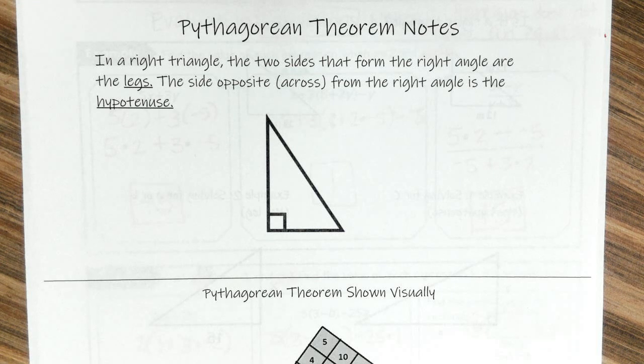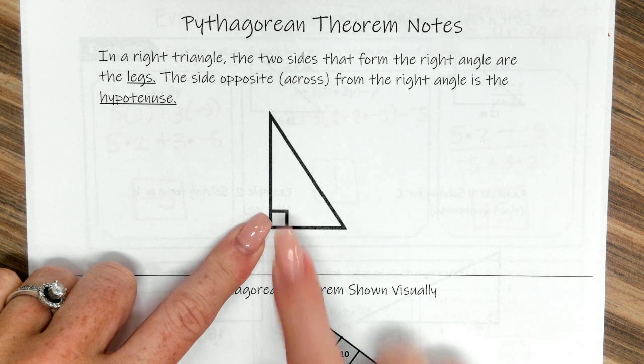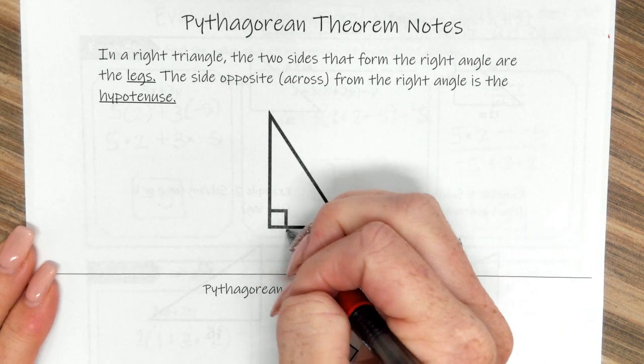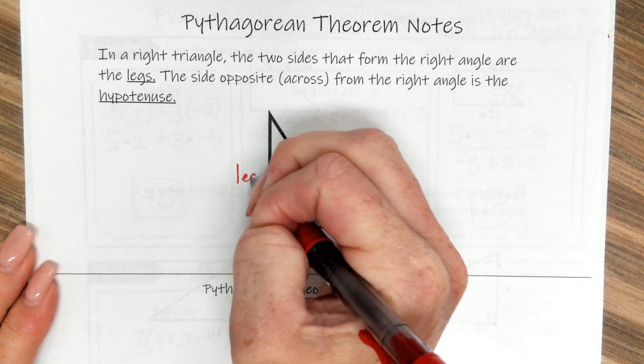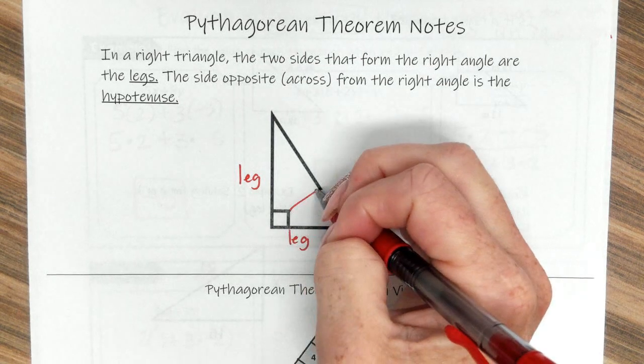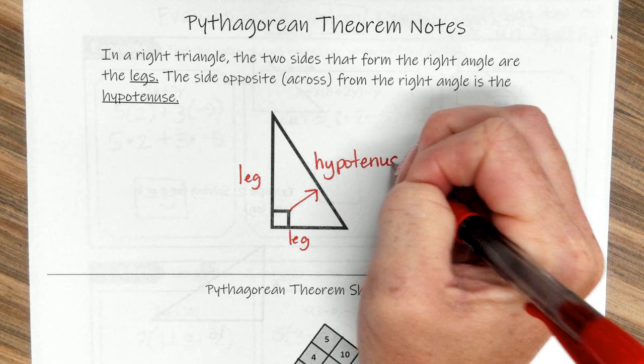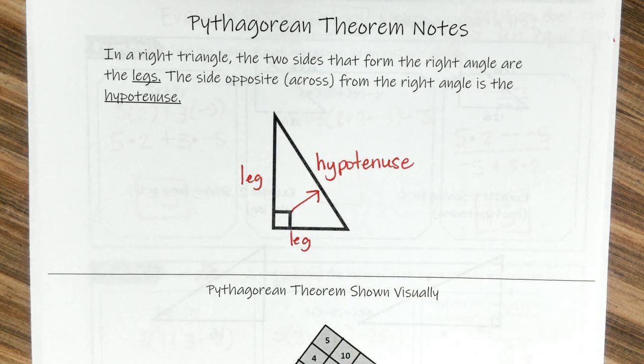So what he decided to do is call the two sides of a right triangle that form the right angle legs. So this is a leg and this is a leg. And then the side across from the right angle, he called the hypotenuse. Don't ask me why he named it that, but that's what he named it. The hypotenuse is the biggest side of a right triangle, and it always kind of looks like a diagonal, and that's what he called it.